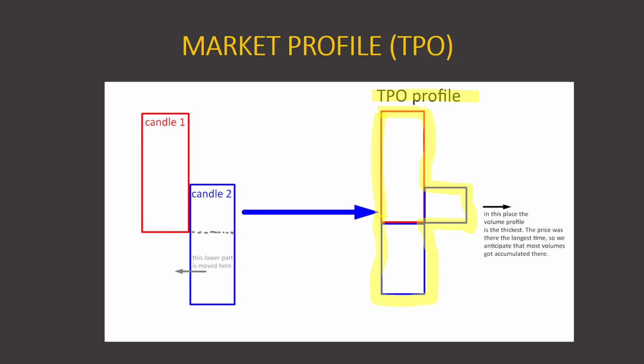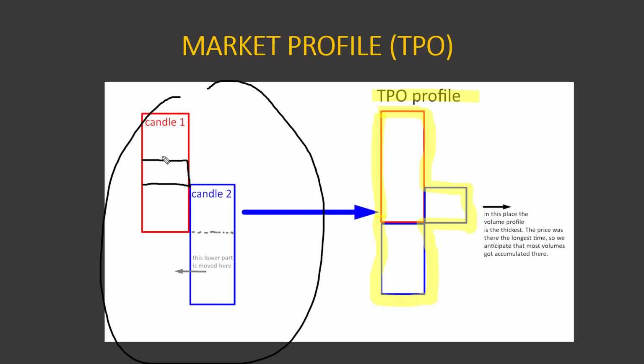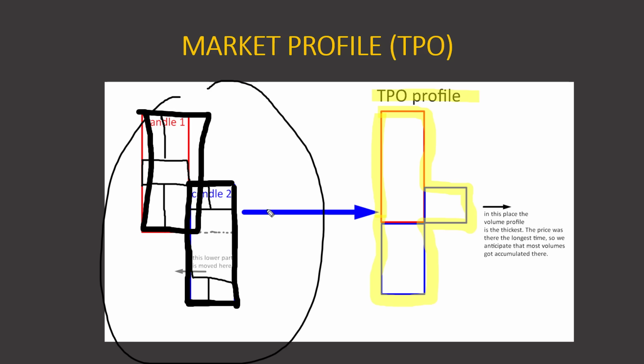So let me now show you how exactly market profile estimates where the heavy volumes were traded. In this example, those are two candles. I just distinguished them by those colors, red and blue. It doesn't really matter how the candle looks, if the wicks are like that, or for example like this. The TPO only works with high and low, alright? So it creates sort of blocks like that, and it puts those blocks together.